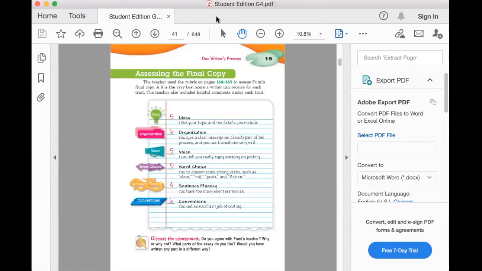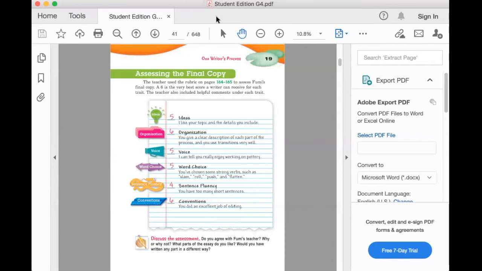All right, so I'm going to just quickly go over this. She used a rubric. Does anybody know what the teacher used a rubric to mark? Fumi's ideas, organization, voice, word choice, sentence fluency, and conventions? Does everybody know what a rubric is? Sure, good. We're going to learn something new today.